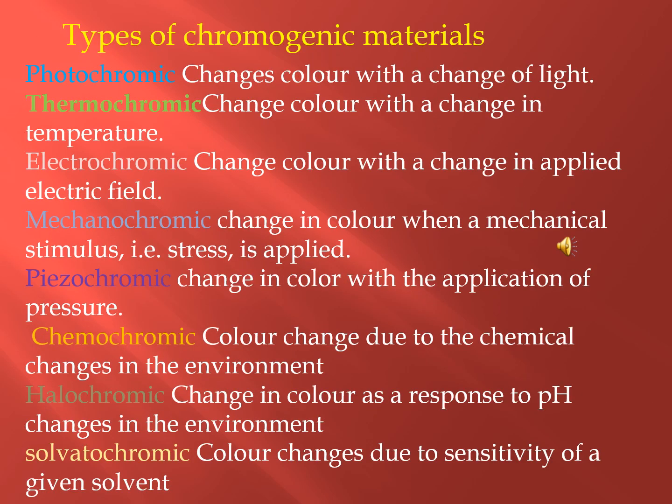Based on the various environmental conditions to which materials are subjected, the chromogenic materials are classified into different types. The first one is photochromic, and here the color changes with a change of light. Thermochromic, here they change the color with a change in the temperature. Electrochromic, they change color with respect to the applied electric field. Mechanochromic, they change the color with respect to the mechanical stimulus, that is the extent of the stress or strain which is applied. Piezochromic, the change in the color with respect to the application of pressure.